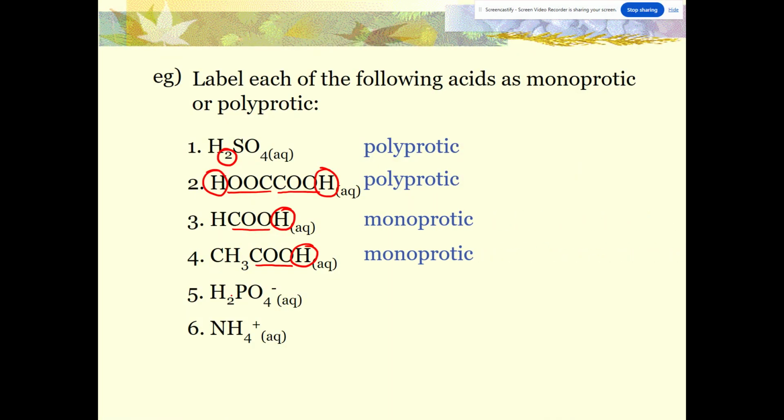Next, we have H2PO4 minus that can donate both of those hydrogens, so it's polyprotic. And for ammonium, it's just something that you have to memorize. It'll lose one hydrogen to make ammonia, and that's as far as it goes.